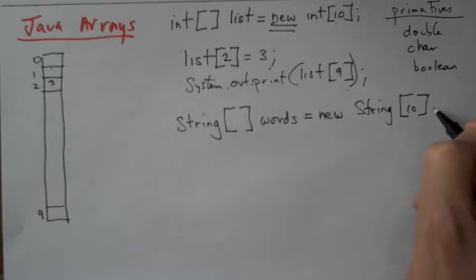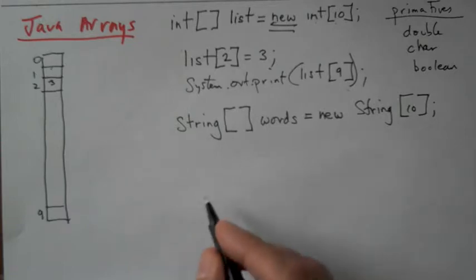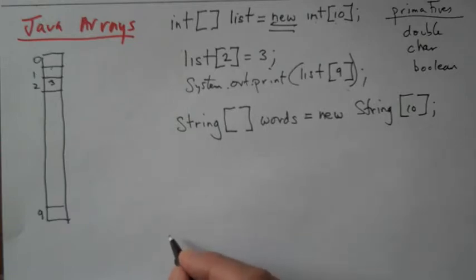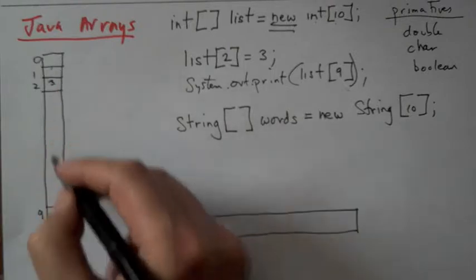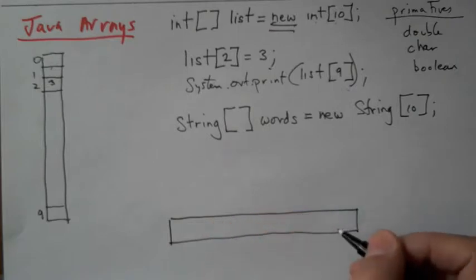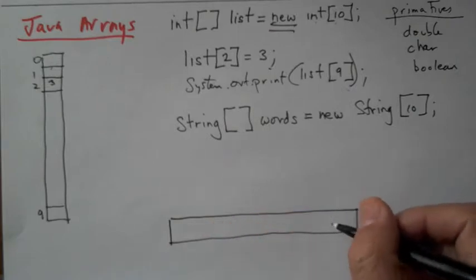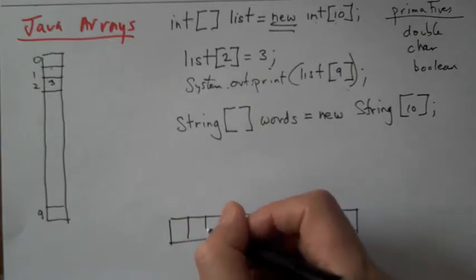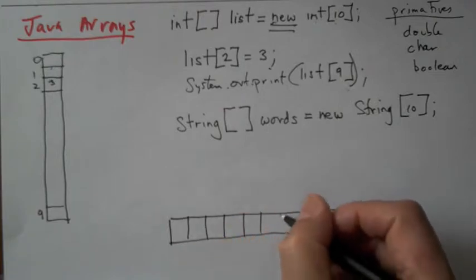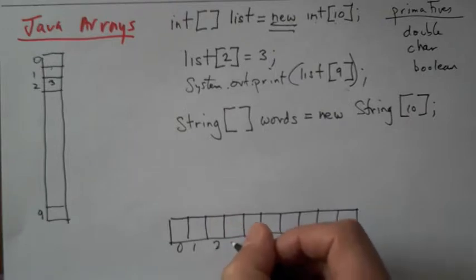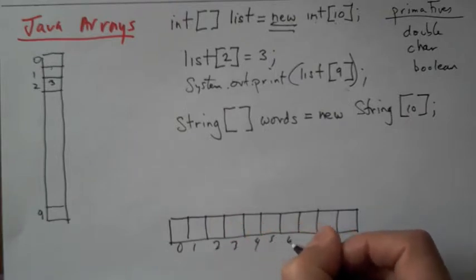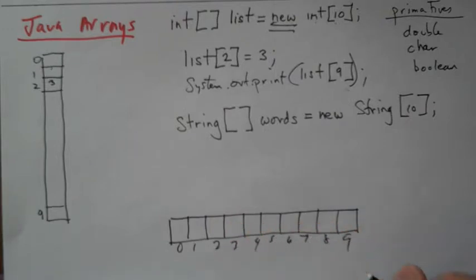10. Okay? So I'll draw up my array horizontally this time, just for the heck of it. Again, these are just graphical representations of the memory, and it doesn't matter how you draw them. So 0, 1, 2, 3, 4, 5, 6, 7, 8, 9. Okay.